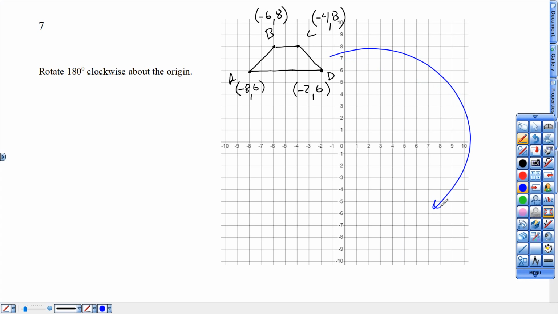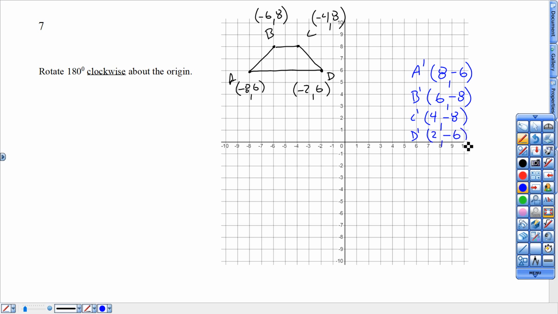That's going to end up right where that blue arrow is pointing. So all these coordinates, you do not flip them, you just opposite them. So if I do A prime, opposite of negative 8, positive 8. Opposite of positive 6, negative 6. That's A prime. If I look at the new B prime, that's going to be positive 6, negative 8. Opposite. If I look at C prime, that's going to be positive 8, negative 4. And if I look at D prime, that's going to be 2, negative 6, just opposite.